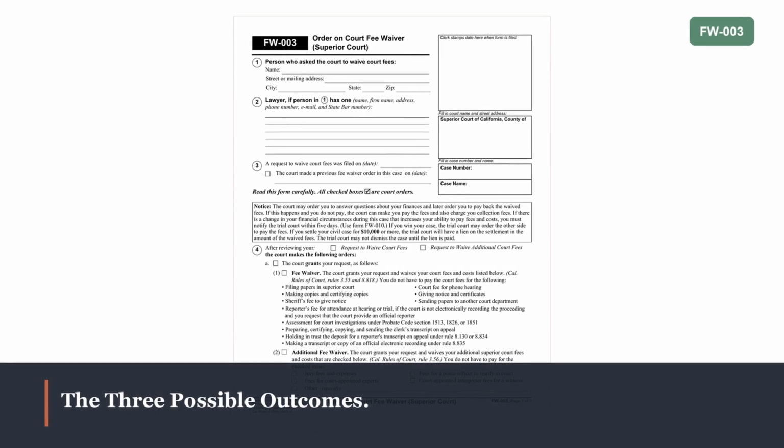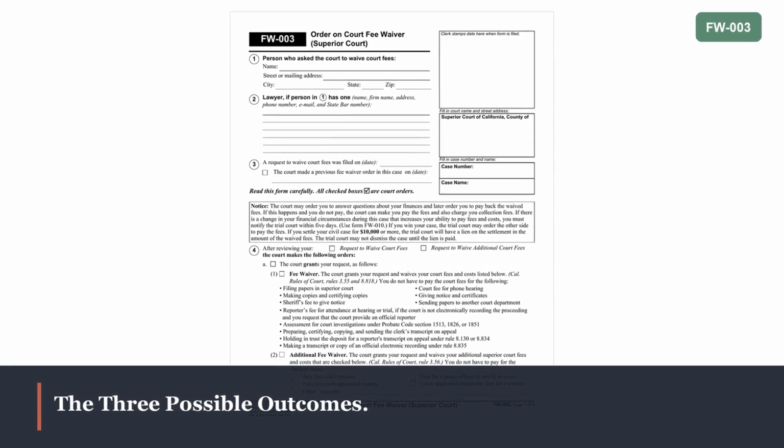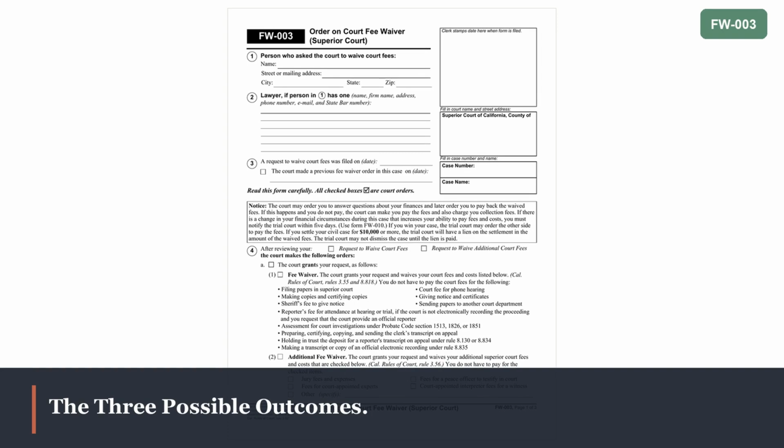The three possible outcomes. Section 4 of FW-003 lays out three possible paths, each with its own checkbox and its own consequences: granted, 4A; denied, 4B; and more information needed, 4C.